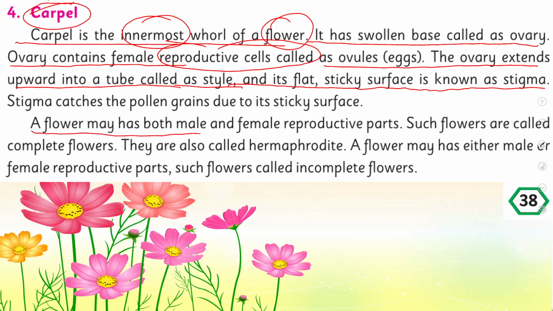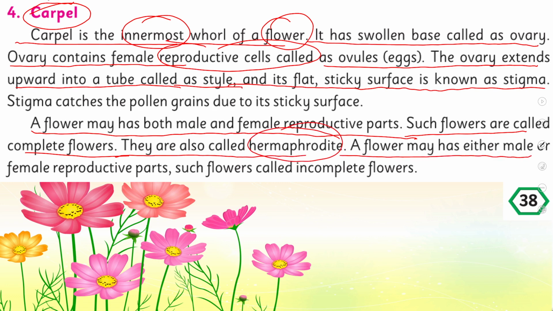A flower may have both male and female reproductive parts. Such flowers are called complete flowers. They are also called hermaphrodites. A flower may have either male or female reproductive parts. Such flowers are called incomplete flowers.